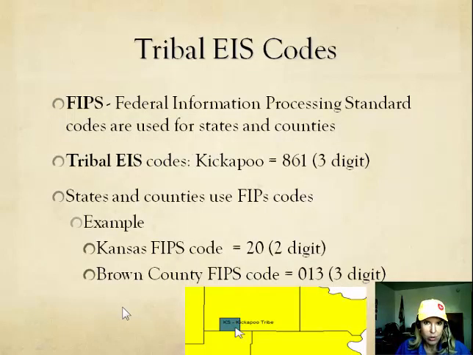For the tribal codes that are used in the emissions inventory system, well, FIPS, the Federal Information Processing Standard codes, are used for states and counties, whereas for emission inventories, tribes have their own codes. For example, the Kickapoo tribe has a 3-digit code, and states and counties use FIPS codes. So Kansas's FIPS code is 20, then Brown County's FIPS code is 013, then the Kickapoo tribe has its own code, that's the tribal EIS code. So it's important to understand that these FIPS codes are great for states and for counties, but tribes have special tribal EIS codes that are 3 digits.